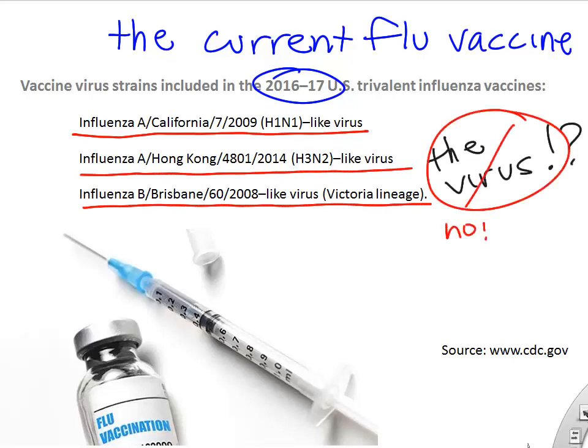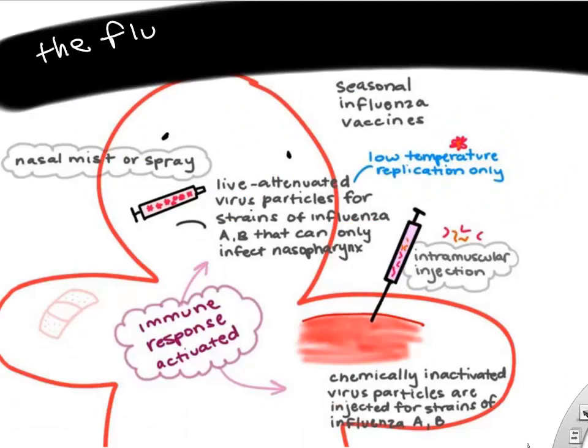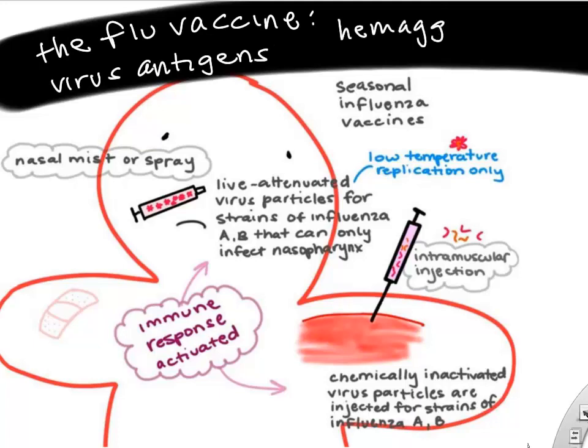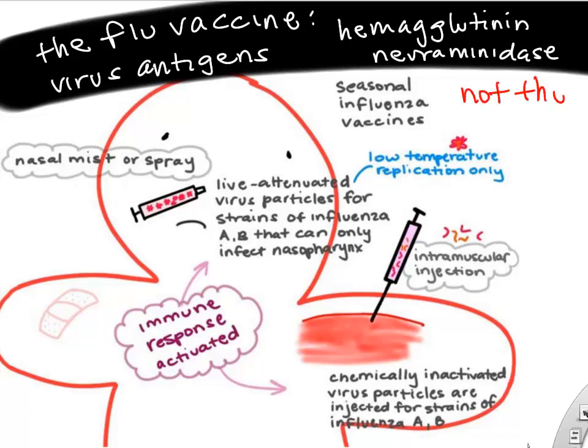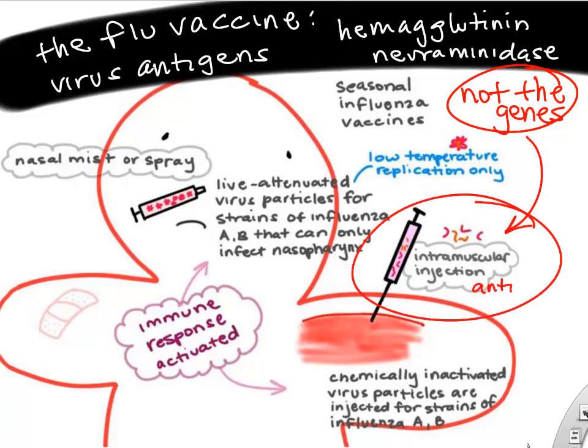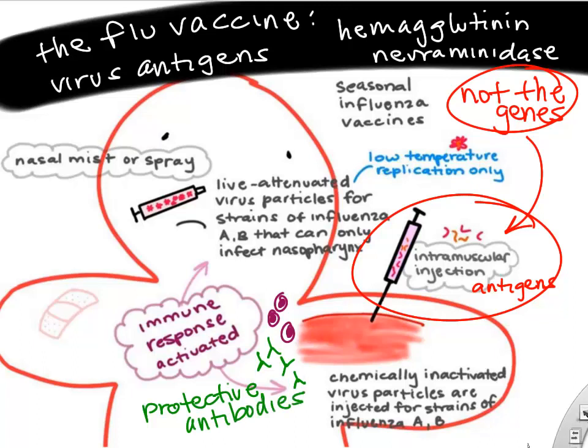Now, remember, vaccines are not giving you the virus. What are they giving you? Well, most viruses, at least the influenza vaccines that we use in the shots are going to be antigens from the influenza virus. For example, the hemagglutinin and neuraminidase proteins. So you're not getting the virus. It doesn't even have the viral genes. What you're actually getting is an intramuscular injection of the viral antigens. The virus antigens then trigger your immune system to make protective antibodies. The protective antibodies circulate around, protecting you in case you ever are actually exposed to the flu virus.